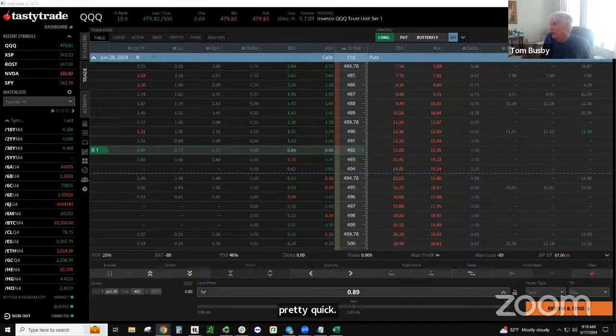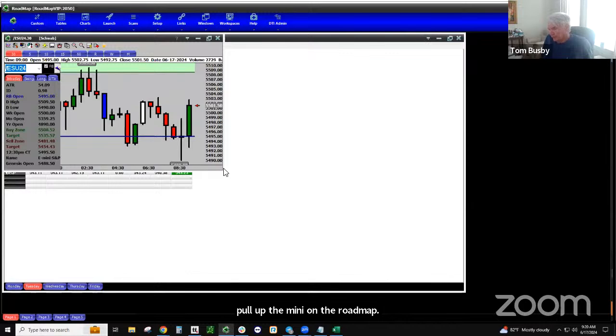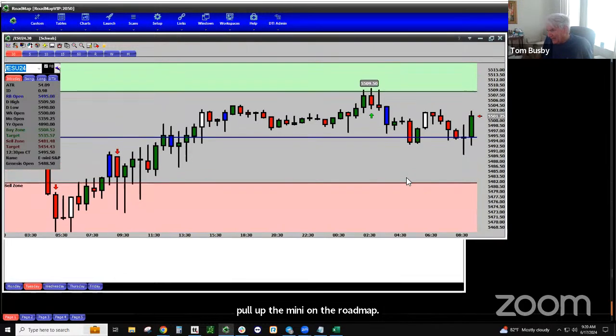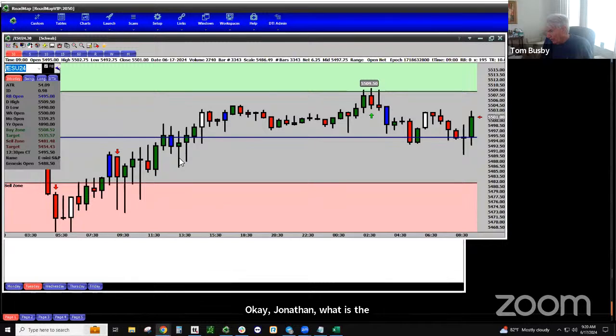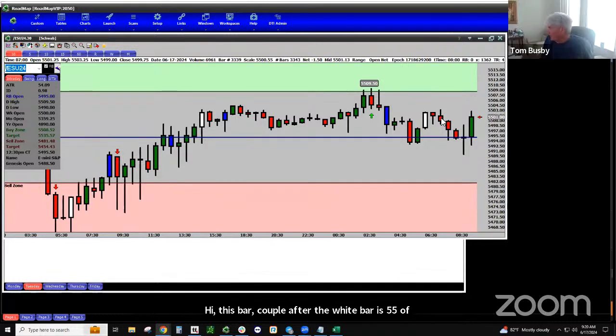Okay, so let's go now look at the roadmap and let's pull up the E-mini on the roadmap. Okay, Jonathan, what is the high of that white bar there you got there? That white bar, those 3 bars right there. What's that high? I have this bar, couple after the white bar is 5503. All right, set an alert at 5503 on the E-mini.